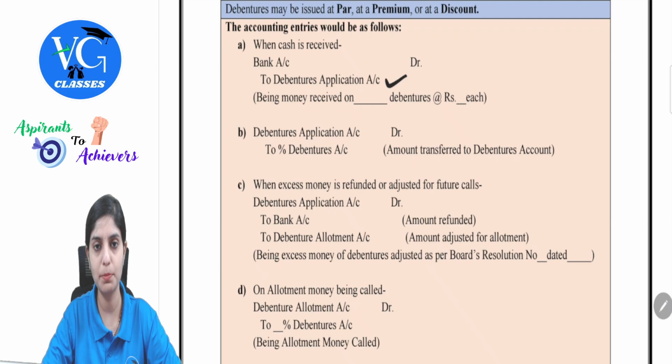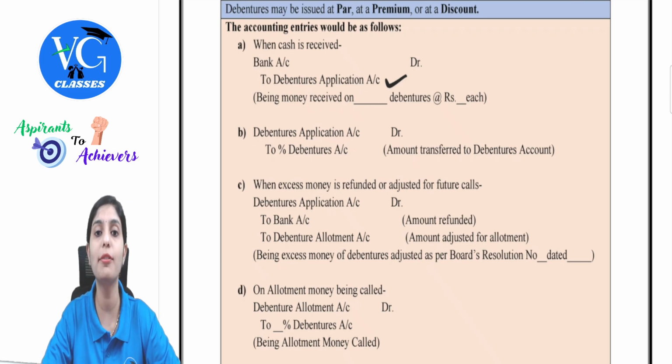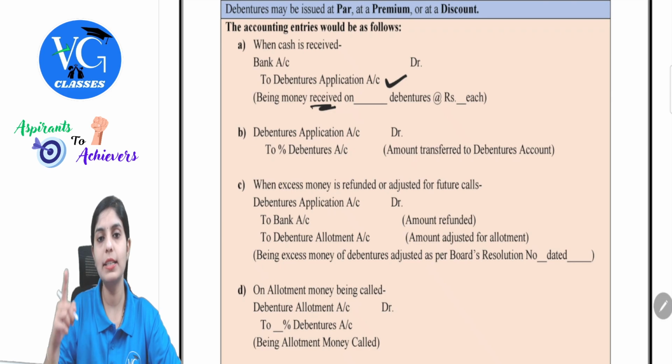That is, we have offered subscription to debentures. So the debenture holders will revert back with the interest by paying off the application money. So that is when this entry is passed. So this is for the money being received. What is the next entry?